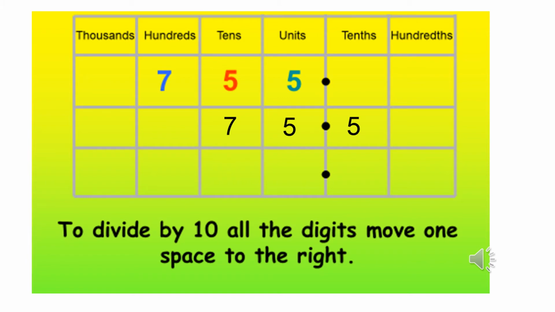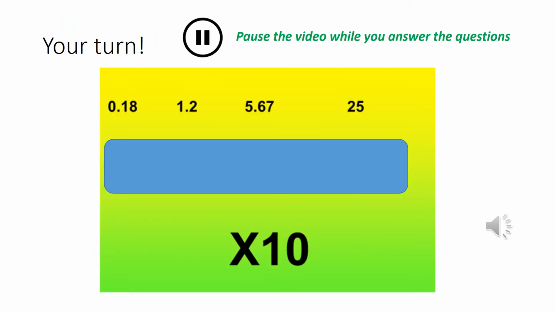Were you correct? Multiply these numbers by 10. Use the place value grid if you need it, and remember to check for any placeholders. Pause the video while you answer the questions.